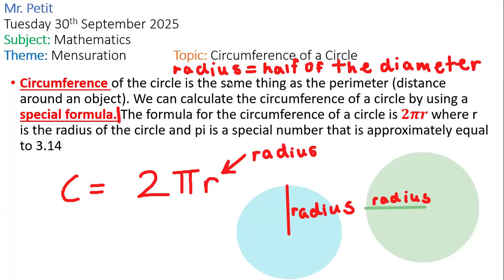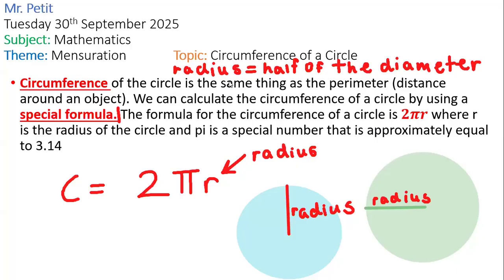All right. So class, what is the formula for the circumference of a circle? Anyone can answer. 2 pi R. 2 pi R. Very good. Now I have a question for you all. What is pi? 3.14. Very good.